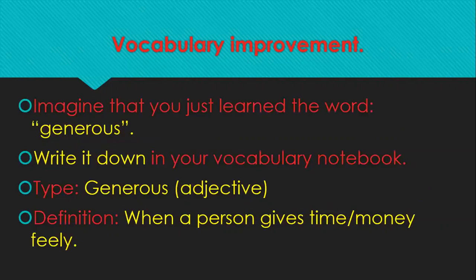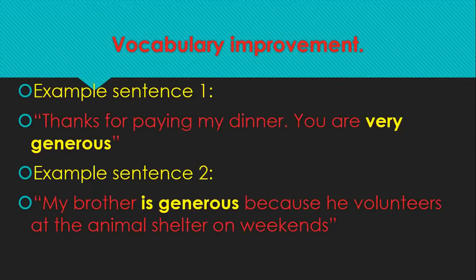Imagine that you just learned the word generous. Write it down in your vocabulary notebook. For example, the type of word: generous is an adjective. Definition: when a person gives time, money, freely. Example sentence 1: Thanks for paying my dinner. You are very generous. Example sentence 2, that is your example using your own words: My brother is generous because he volunteers at the animal shelter on weekends.